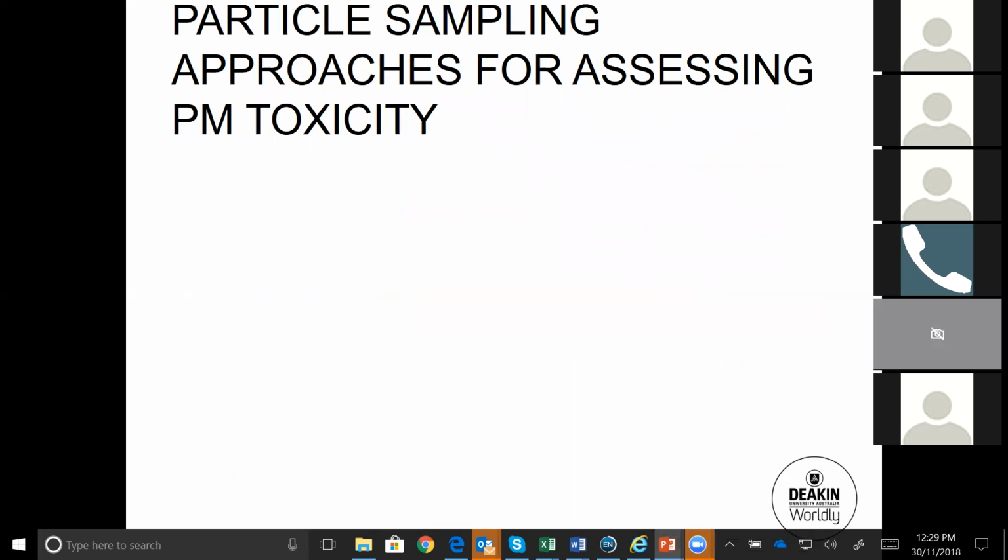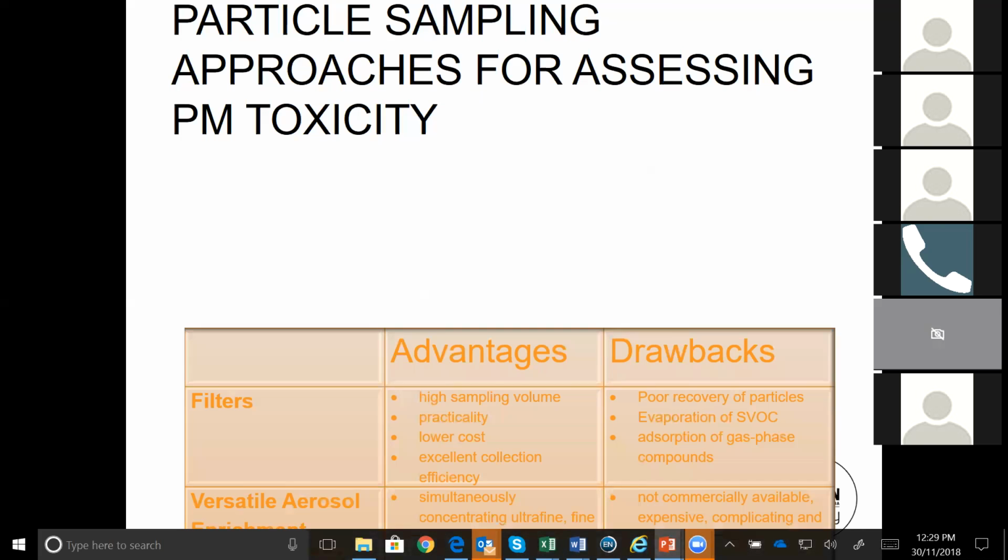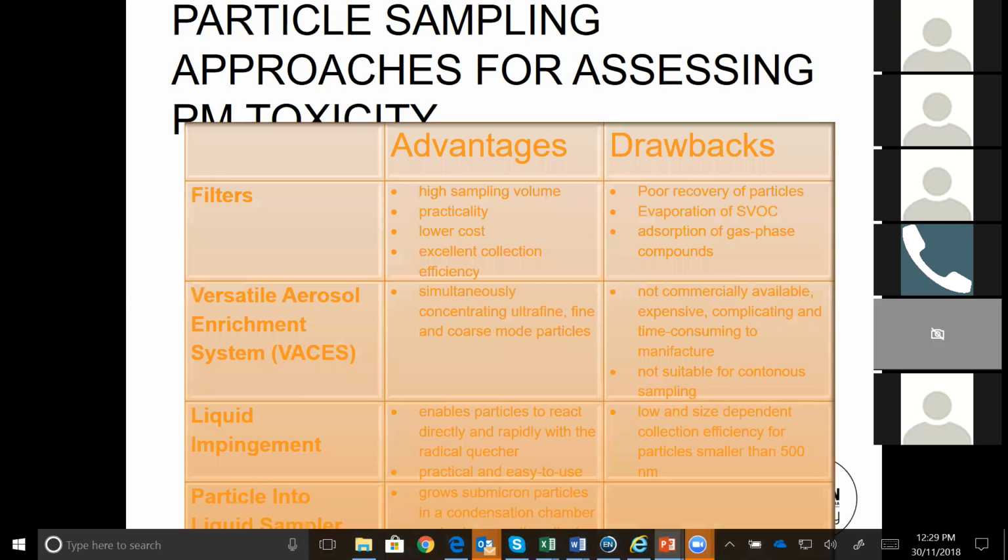Now I'm going to talk about the particle sampling approaches that we use for assessing PM toxicity. Briefly, there are different approaches. Some of them are listed here. I'll show you another slide with more advanced instrumentation. What is being used the most is filter collection of particles due to high sampling volume. Filters are very practical, they're cheap, and they have excellent collection efficiency. The drawback with this approach is that recovery of particles may be poor.